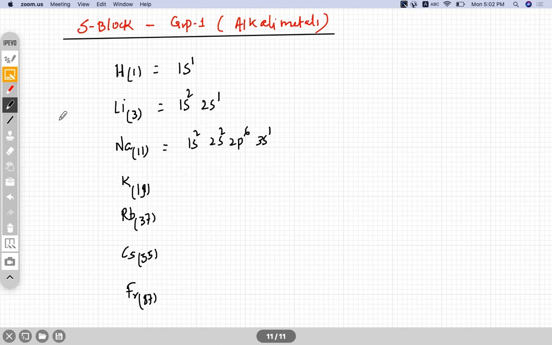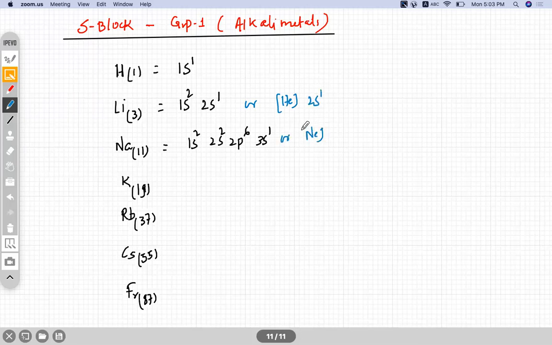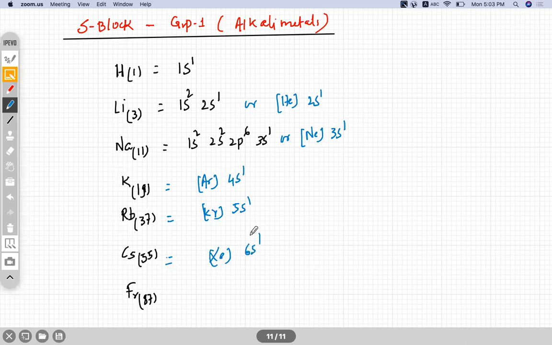So the electronic configuration can also be written as helium 2s1, neon 3s1, argon 4s1, krypton 5s1, xenon 6s1, and the last one is radon 7s1. For all these elements, the last electron goes into the s subshell, and hence they are s block elements, right?